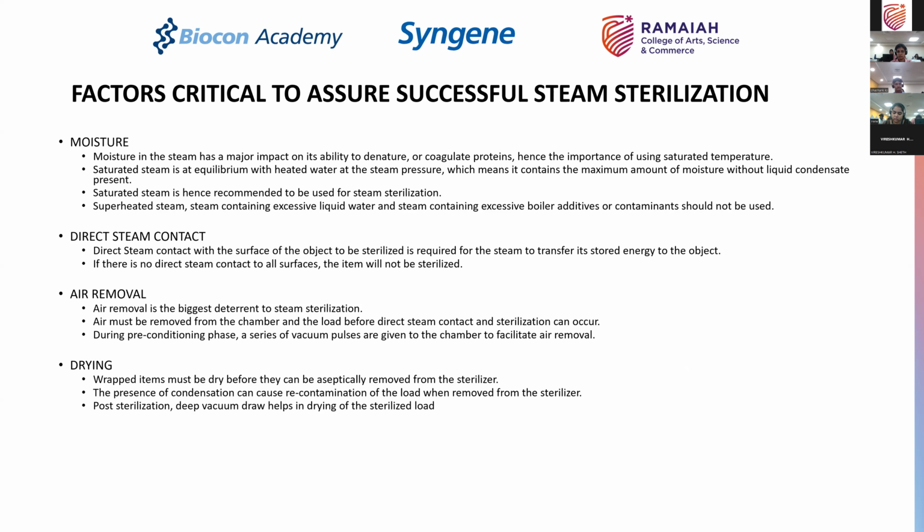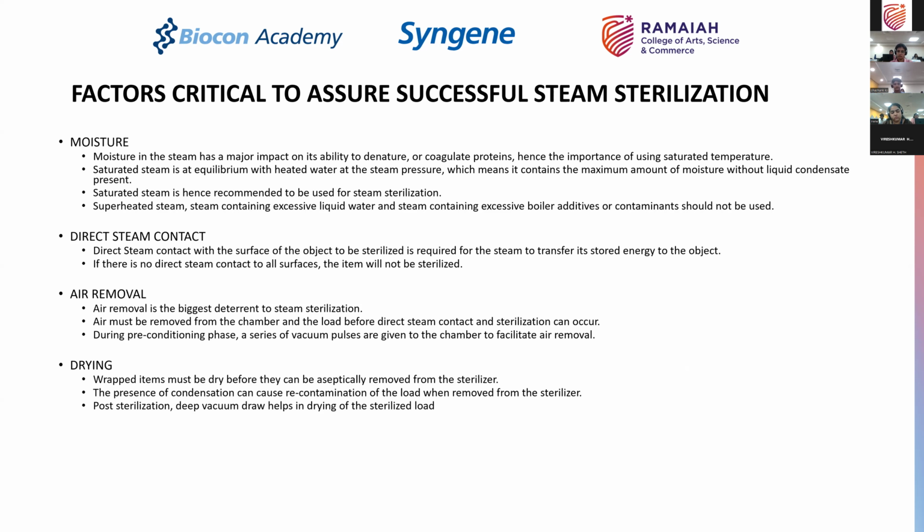So that is important. Air removal, we have spoken enough about it in the preconditioning, and therefore air removal being the biggest deterrent, we have to make sure it is removed. Drying, when you unload the items from the autoclave after the steam sterilization, you don't then want them dripping. So you need to make sure, because the steam has come into contact, it is condensed on the material, you want to dry that fluid before you use it. So a drying cycle becomes important. So you use vacuum and air as a combination.